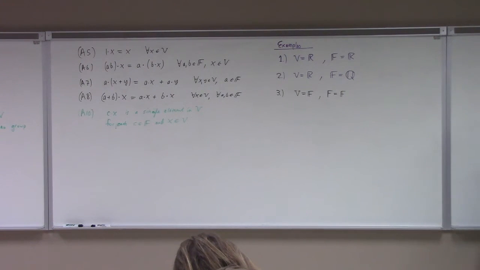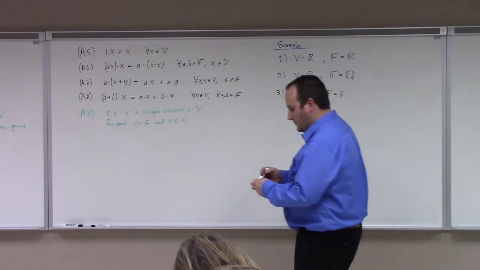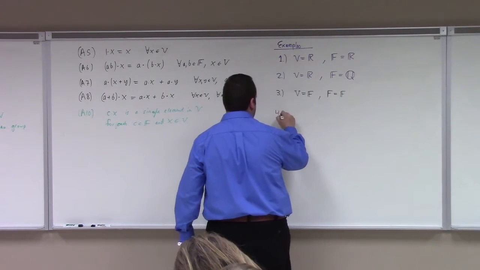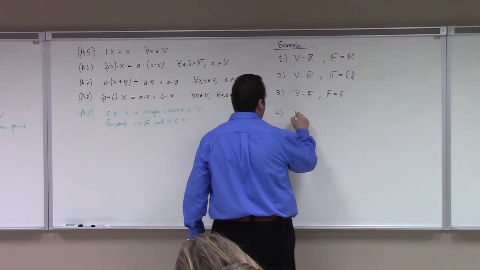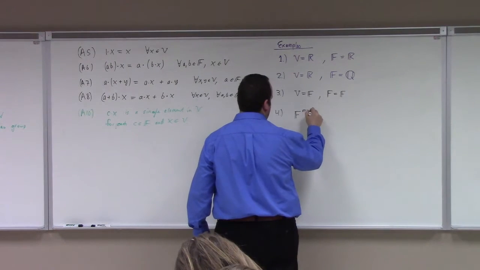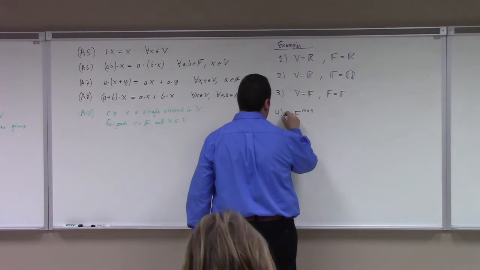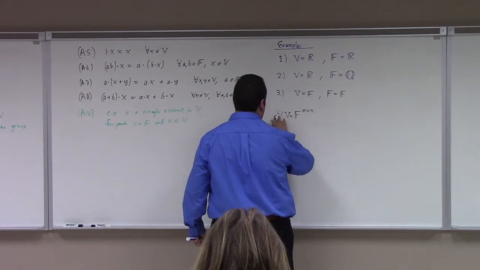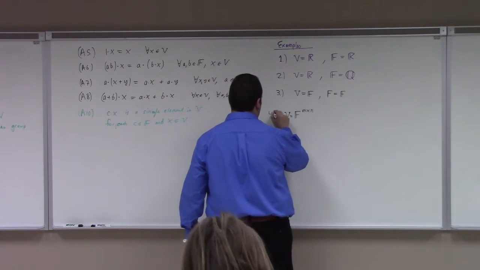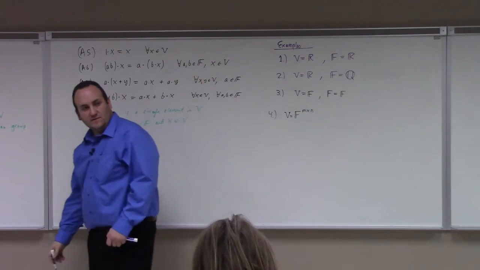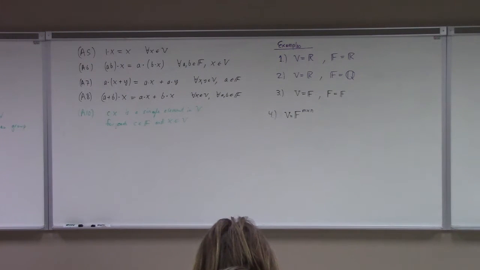Can we be greedier? What other class of examples do we have that we've already worked with? How about this? How about if I look at V equals m by n matrices? How about m by n matrices over a field?